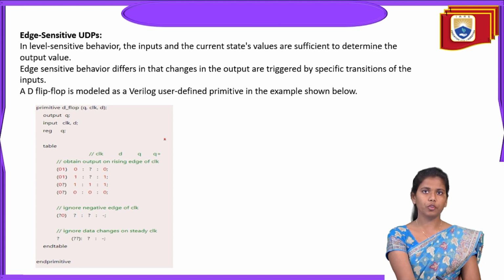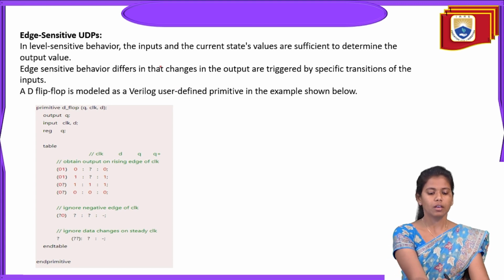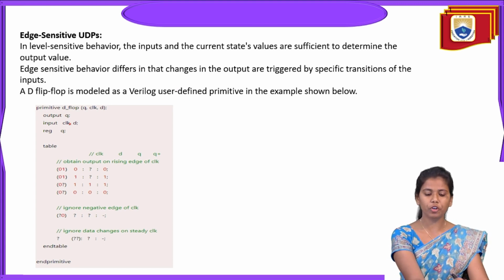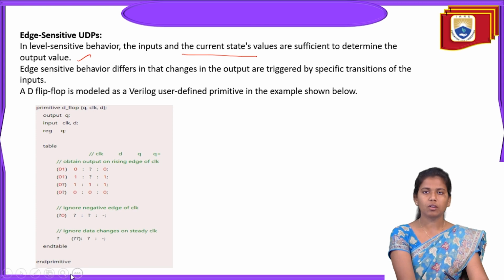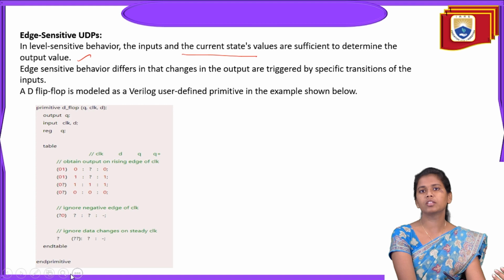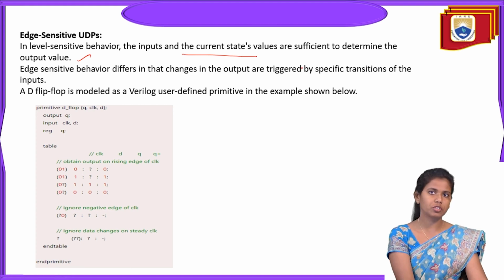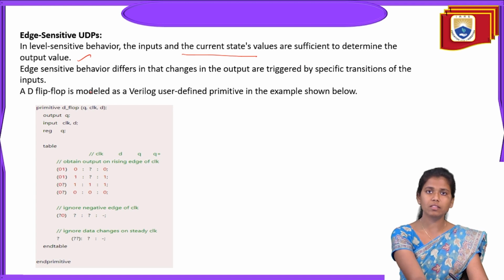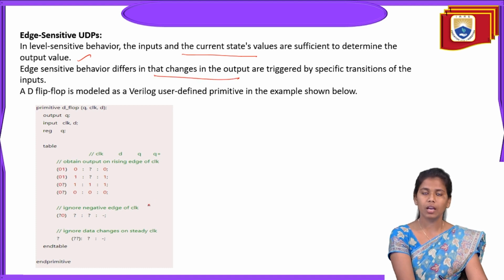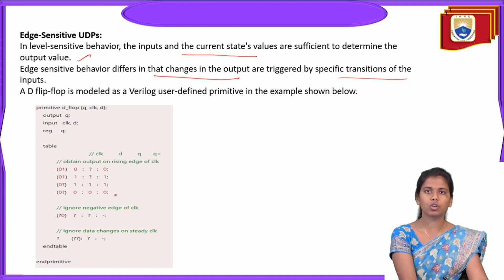Coming to the edge sensitive UDPs. In level sensitive UDPs, the inputs and current state values are sufficient to determine the output values, because there's no need to go for the next stage. But in the edge sensitive UDP, it differs: changes in the output are triggered by specific transitions of the input.